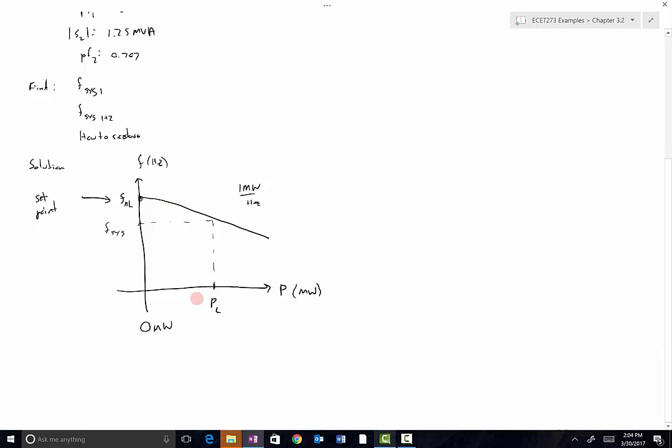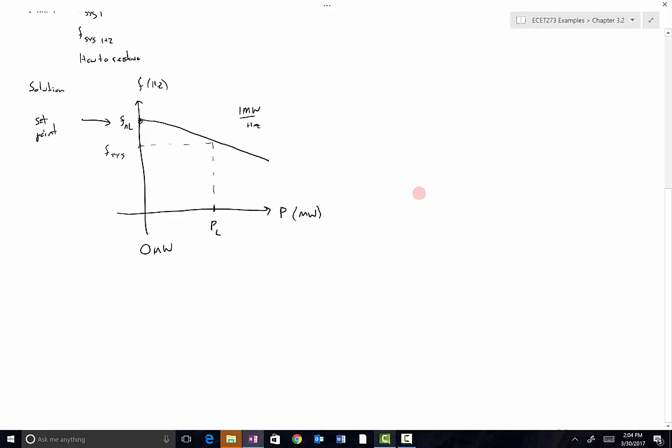We need to know where this intersects on the axis. Fortunately, there's a formula that allows us to solve that very easily. That's P is equal to the inverse slope characteristic times F no load minus F sys. So it's a manipulation of a straight line, because what we're trying to solve for in this case is the x-axis quantity, not the F-axis quantity. In this formulation, you can solve for any variable you want.